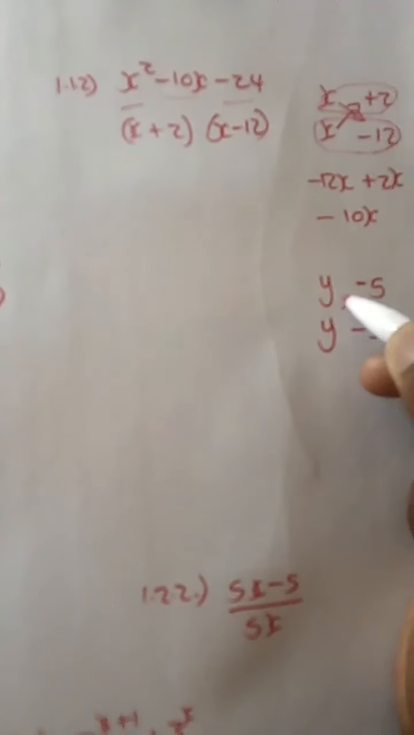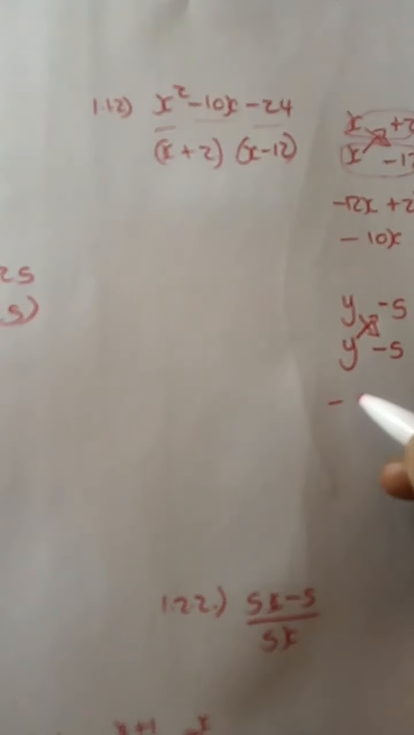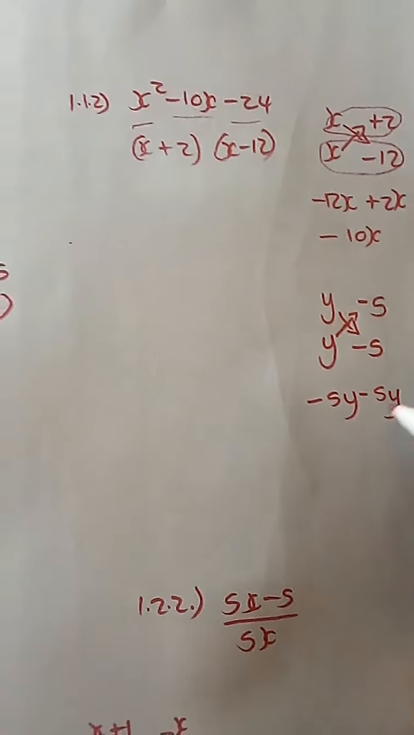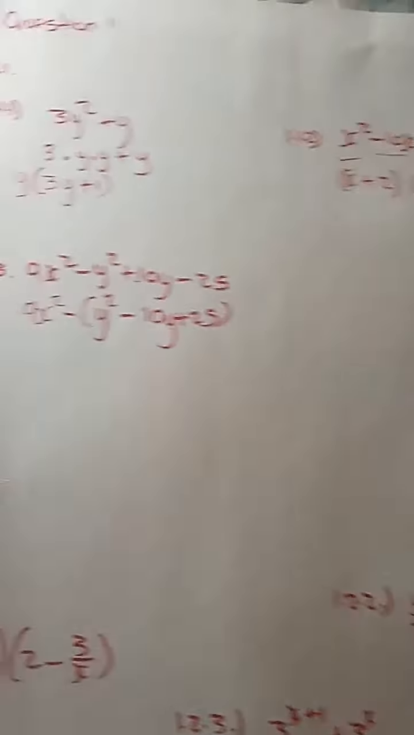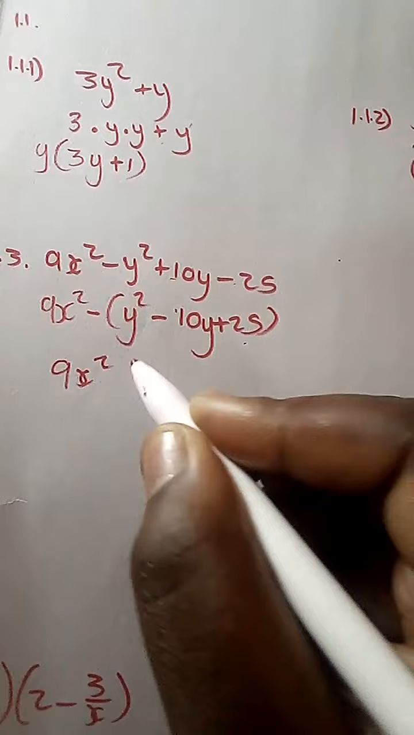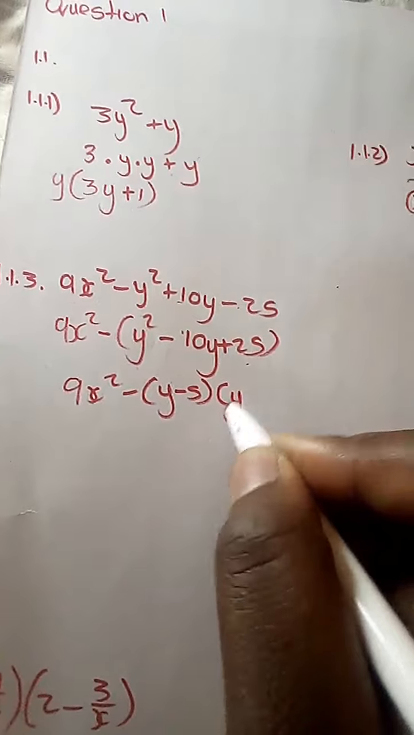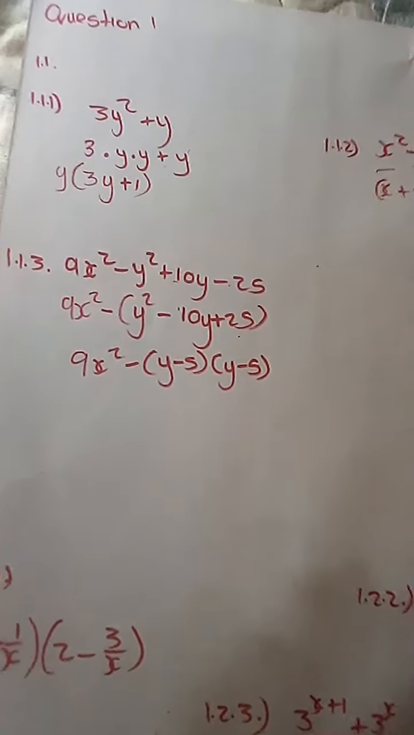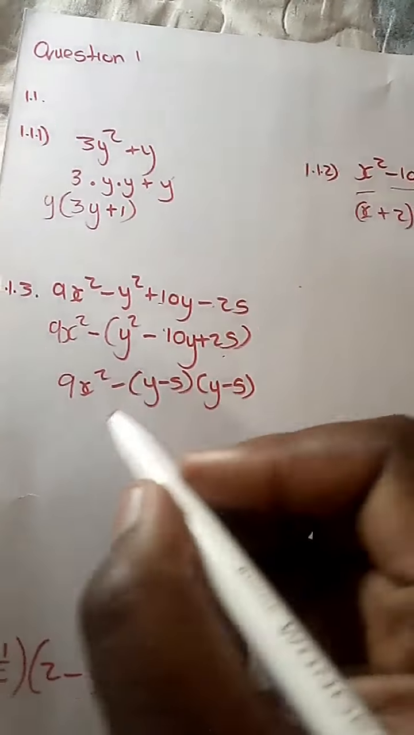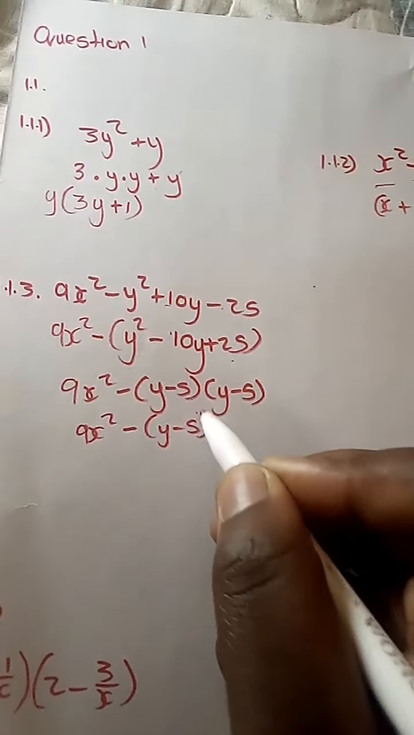If we cross multiply this, it's going to be y multiplied by negative 5, negative 5y, and then y multiplied by negative 5, negative 5y. So these two give us negative 10y. So we're going to put down our brackets: 9x squared minus y minus 5, y minus 5. Now if we see this together, that means it's just y minus 5 squared. That's our answer. So it's 9x squared minus y minus 5 squared.